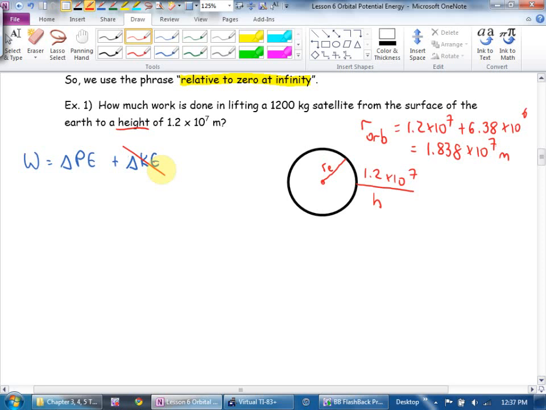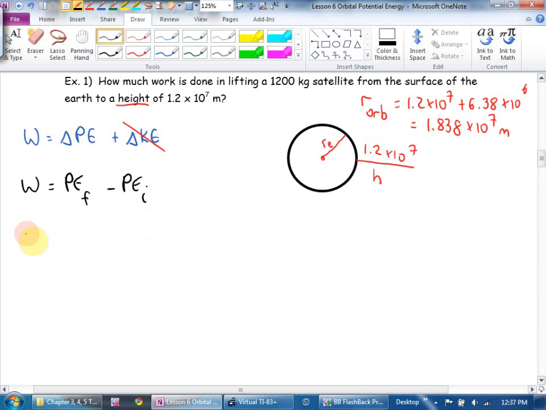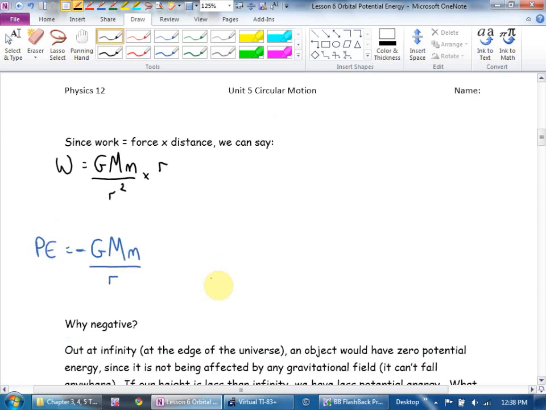What's changing anything? So work is equal to potential energy final minus potential energy initial. And in unit 3, we would have gone mgh final minus mgh initial. But now we have to use cosmic potential energy because we're talking about big distances and we're getting away from the planet. Work is going to be equal to, what was potential energy on the cosmic scale? Negative big G, big M, little m, all over R final, minus negative big G, big M, little m, all over R initial. Oh, but final minus initial, it's the radius that's changing.